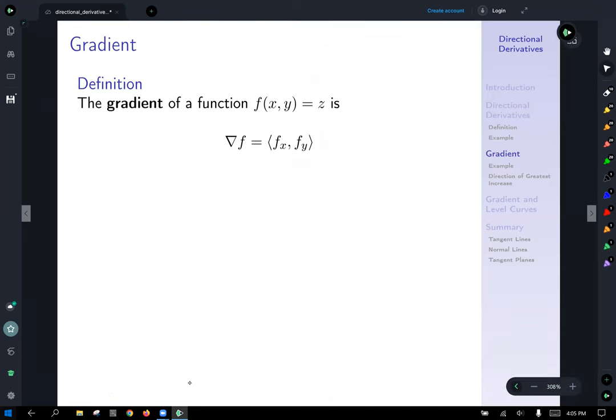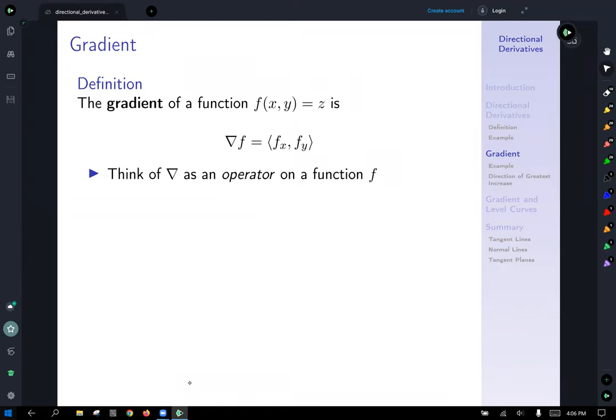Okay, so the next concept in our discussion of directional derivatives is something called the gradient. The gradient of a function f of x, y equal to z is defined to be this little upside down triangle, which is called a nabla, N-A-B-L-A. That upside down triangle f is a function. You take a function as an input and you get a vector that has as its components the partial with respect to x and the partial with respect to y of that function f. So you think of this little symbol as an operator on a function.